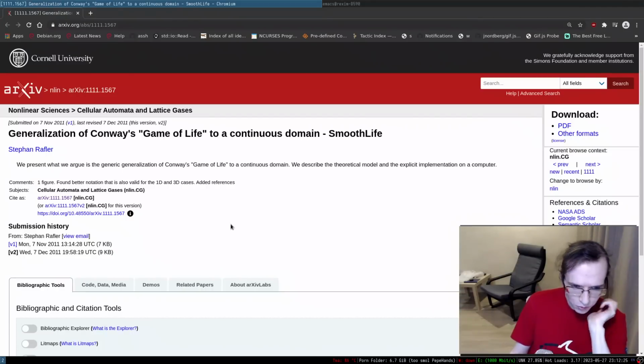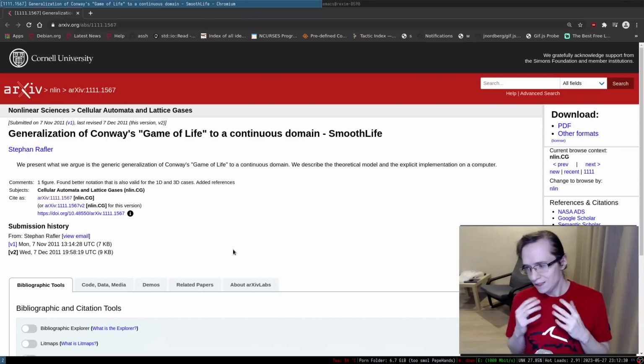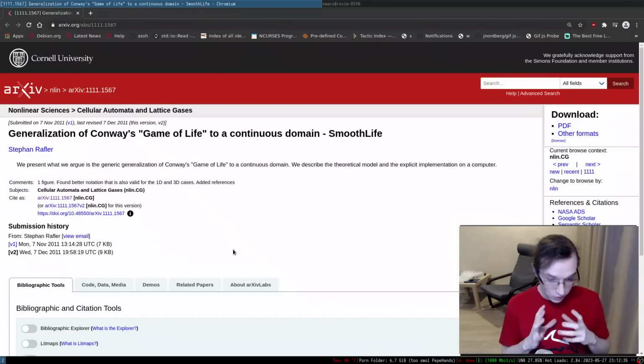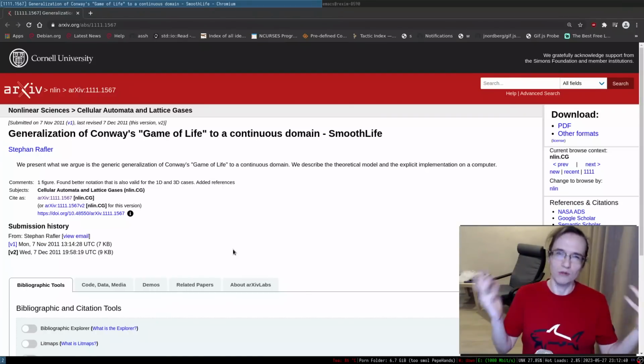Right, so a lot of people probably know what the game of life is. Conway's game of life is this cellular automaton that is actually very simple. It is extremely simple, but it gives birth to a lot of complexity. So it has a lot of emergent complexity.